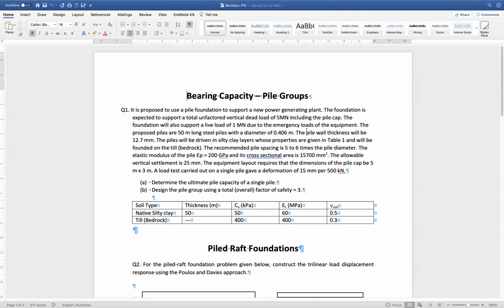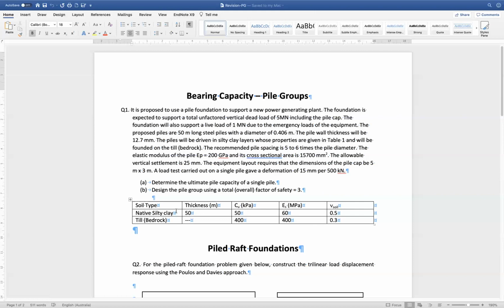Due to the emergency load of the equipment, that's the extra 1 meganewton, the proposed piles are 50 meter long. This is the length of the proposed piles, with a diameter of 406 millimeter or 0.406 meter. The pile wall thickness will be 12.7 millimeter. This is the shell thickness of the pile. The piles will be driven in silty clay layers whose properties are given in table 1. Here we have the properties of the silty clay layer.